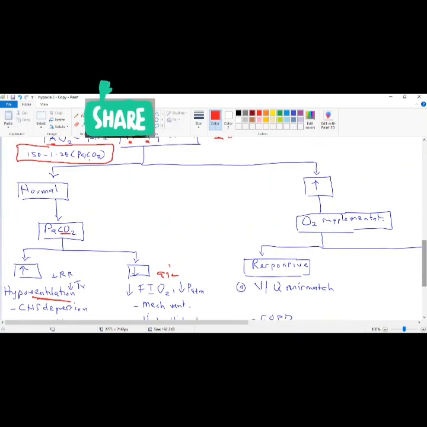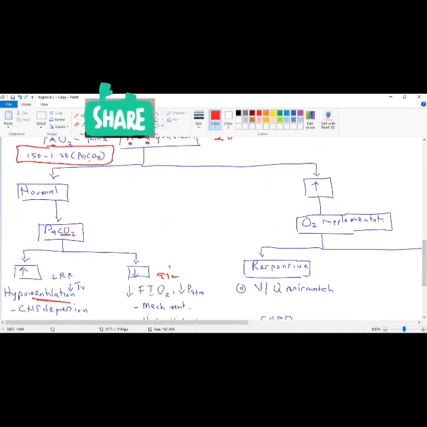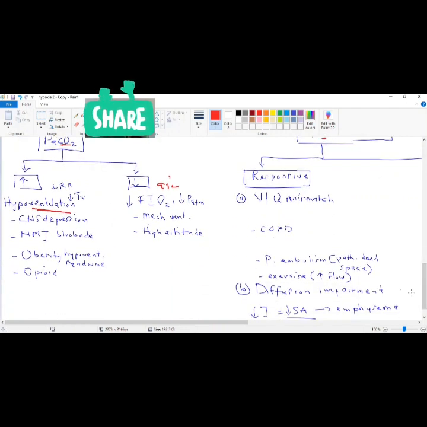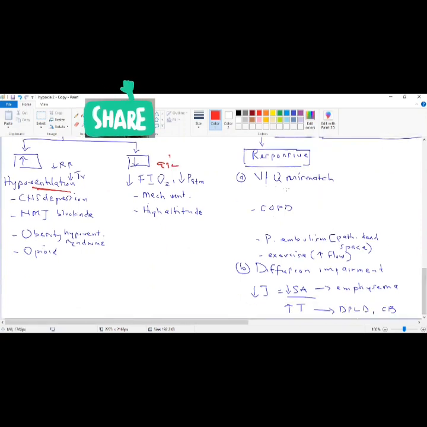Then, if my A-a gradient is wide, check if there's a response to oxygen supplementation. If there's a response to oxygen supplementation, we're dealing with what? VQ mismatch. Classic example here would be pulmonary embolism. Exercise can do this too normally, right? But in pathology, definitely there's occlusion of the vessel, so no perfusion to the lungs.